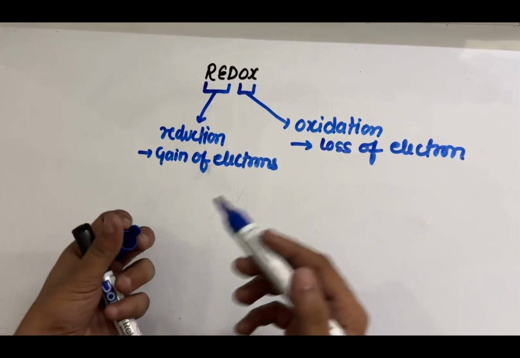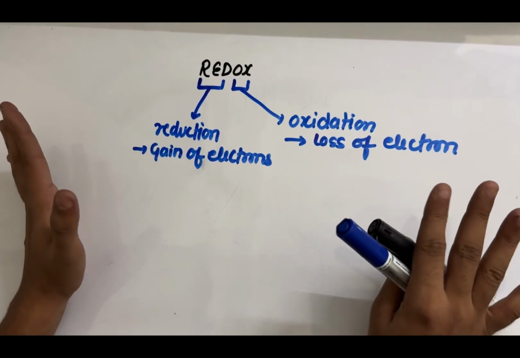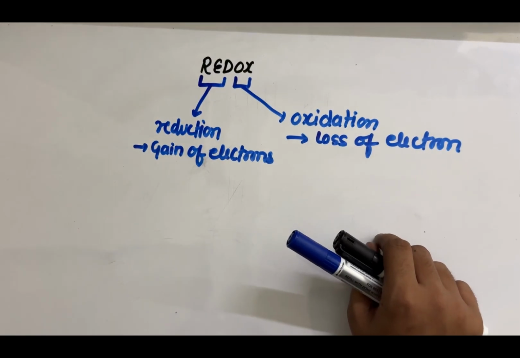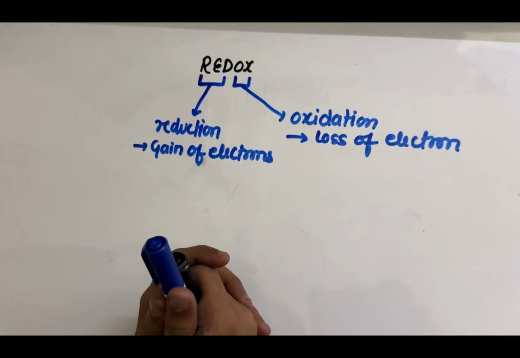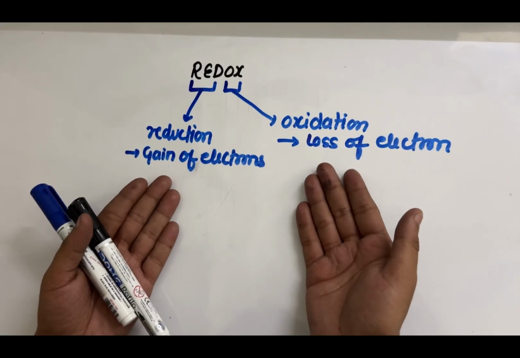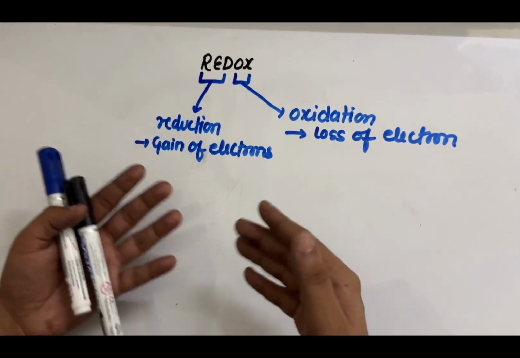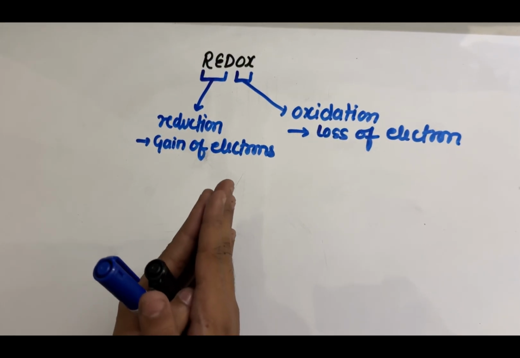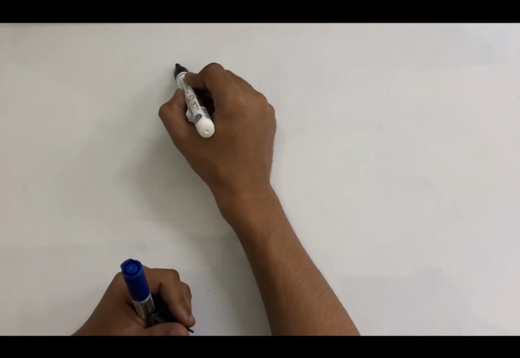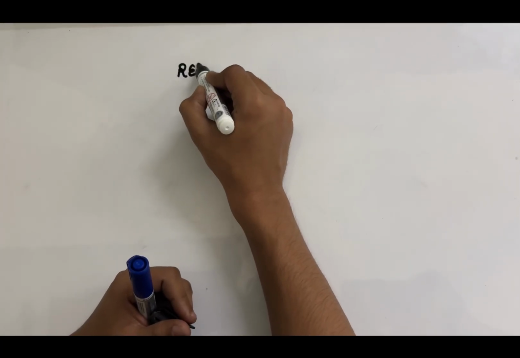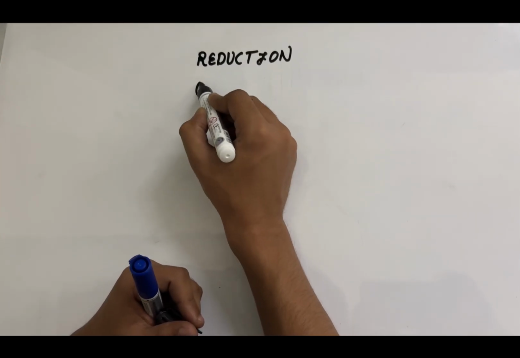But one thing is missing over here. These definitions are bookish definitions, and in this chapter we will focus on these two things. We have to make some tricks by which we can determine what is reduction and what is oxidation. Now let's try to understand that part.